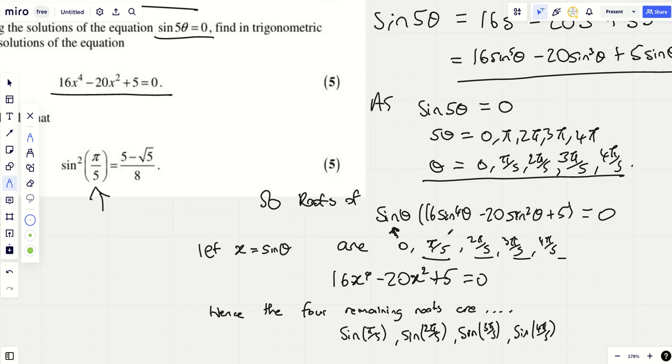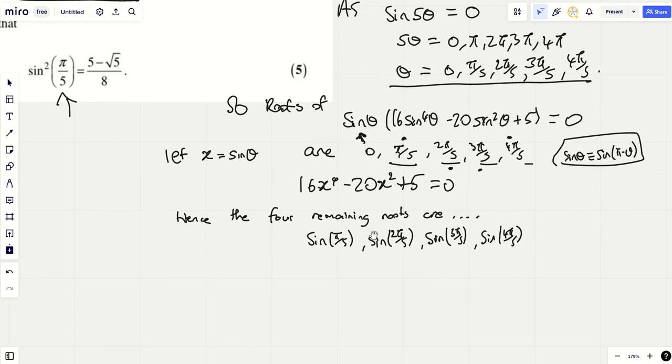And remember, these roots correspond to each other anyway, because sine of pi over 5 is the same as sine of 4 pi over 5, because sine of theta is identical to sine of pi minus theta. That's always true, isn't it? That's just what we do when we do inverse sine. We do 180 minus or pi minus to get our other roots. So that one is actually, after you've taken the sine of it, the same as that one, and this one is the same as this one after you've taken the sine of it. So these are the four remaining roots. In other words, this has repeated roots, because sine of 4 pi over 5 is the same as sine of pi over 5.